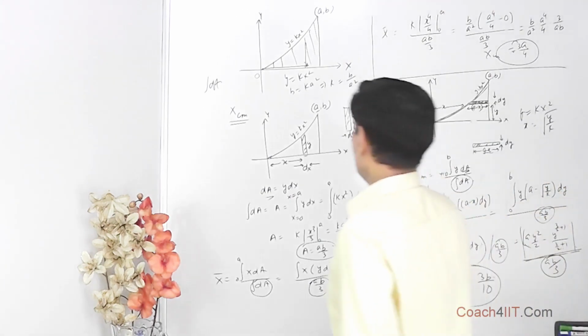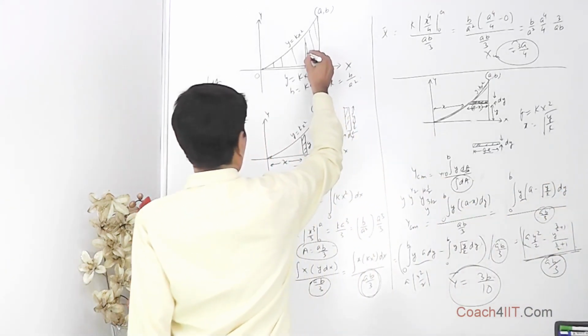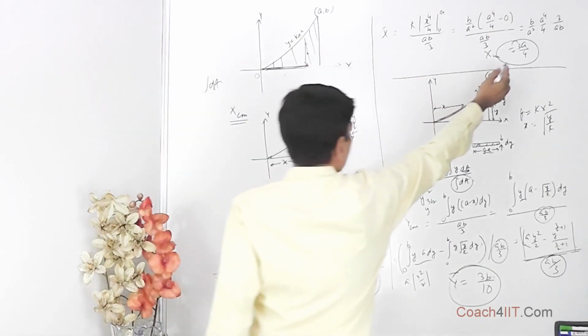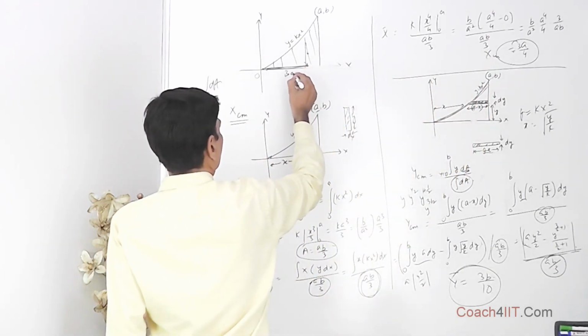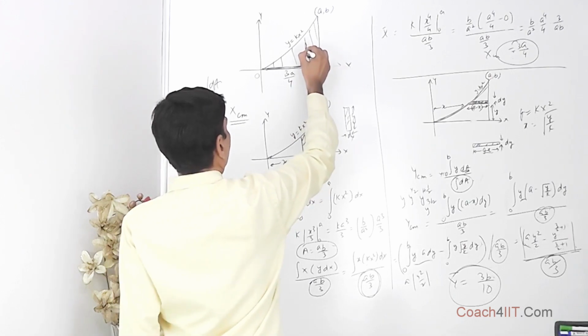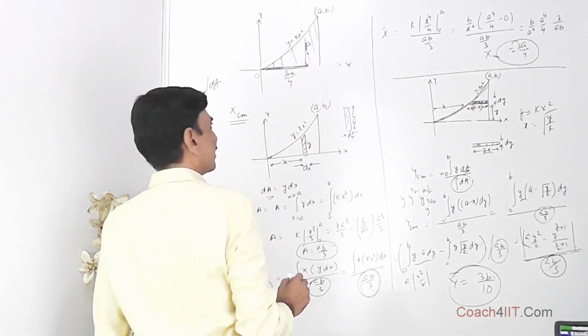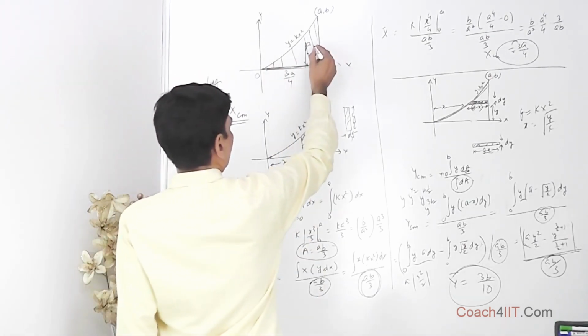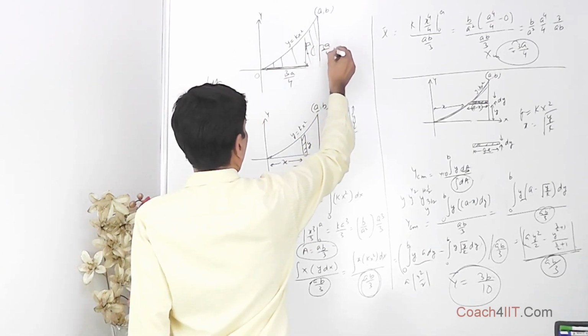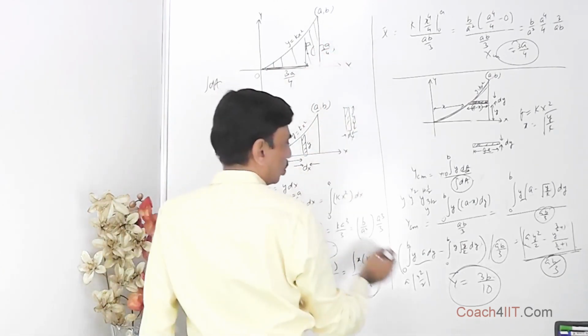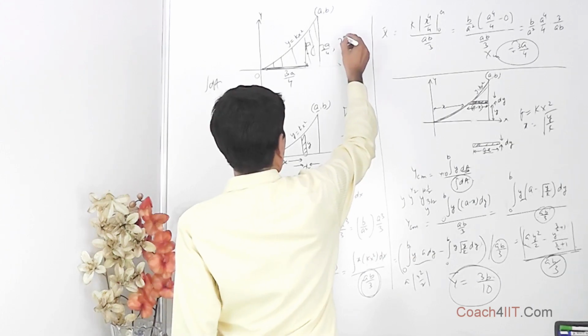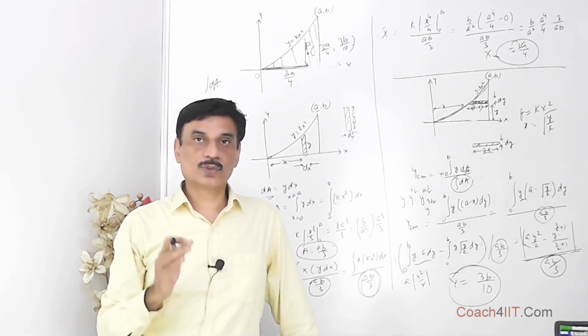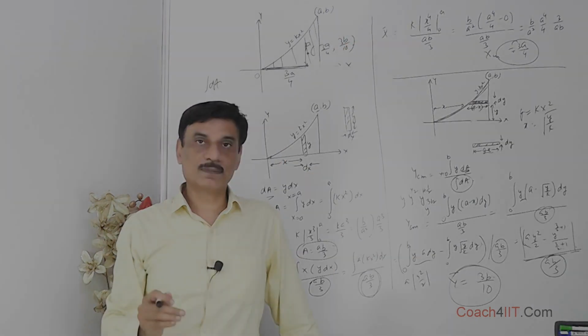So the center of mass is somewhere over here. xcm is 3a by 4. If we say this point P is the center of mass, the x coordinate of this is 3a by 4 and the y coordinate comes out to be 3b by 10. So this is the center of mass of this parabolic spandrel.